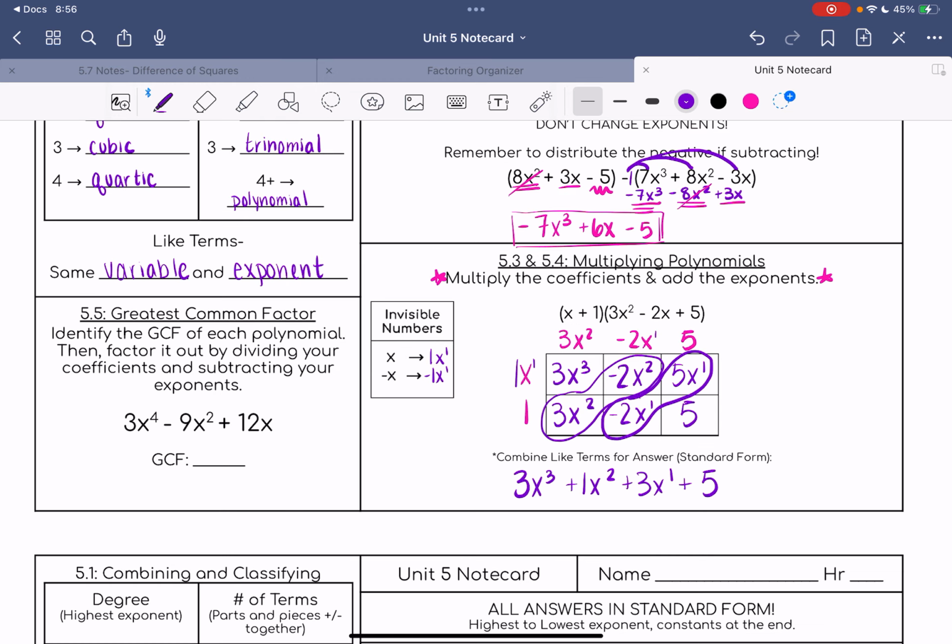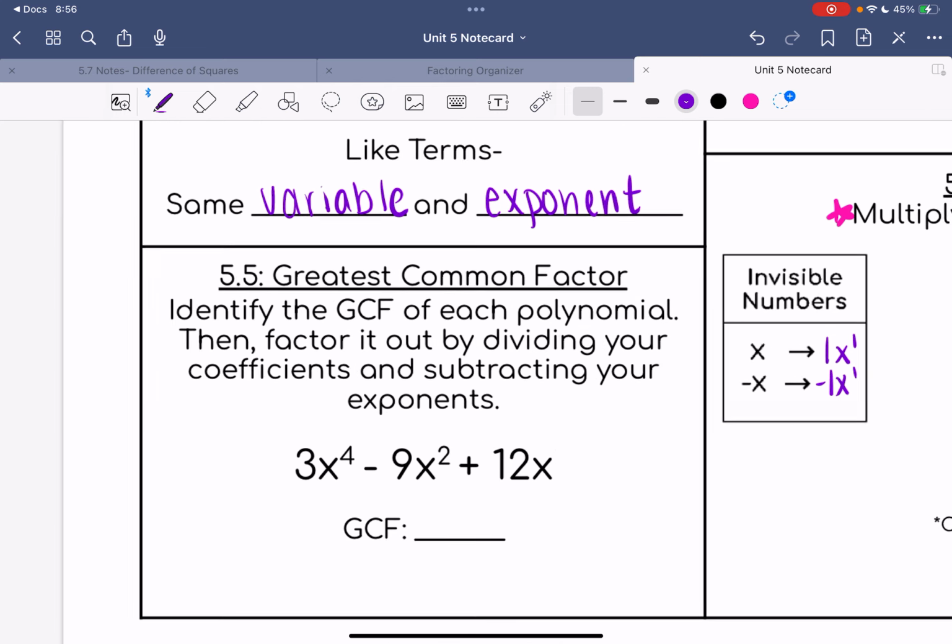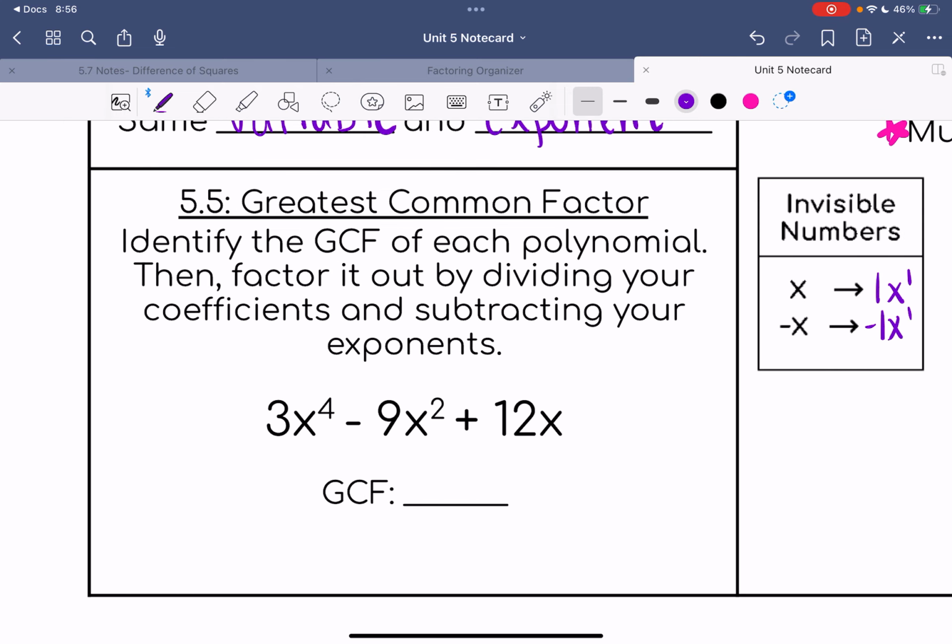Okay, one more section for the front side of the note card, which was 5.5, greatest common factor. On 5.5, we identify the greatest common factor, and then we divide it out. We factor it out. When we do that, we divide our coefficients and we subtract our exponents. So that's the exact opposite of what you just did when multiplying.